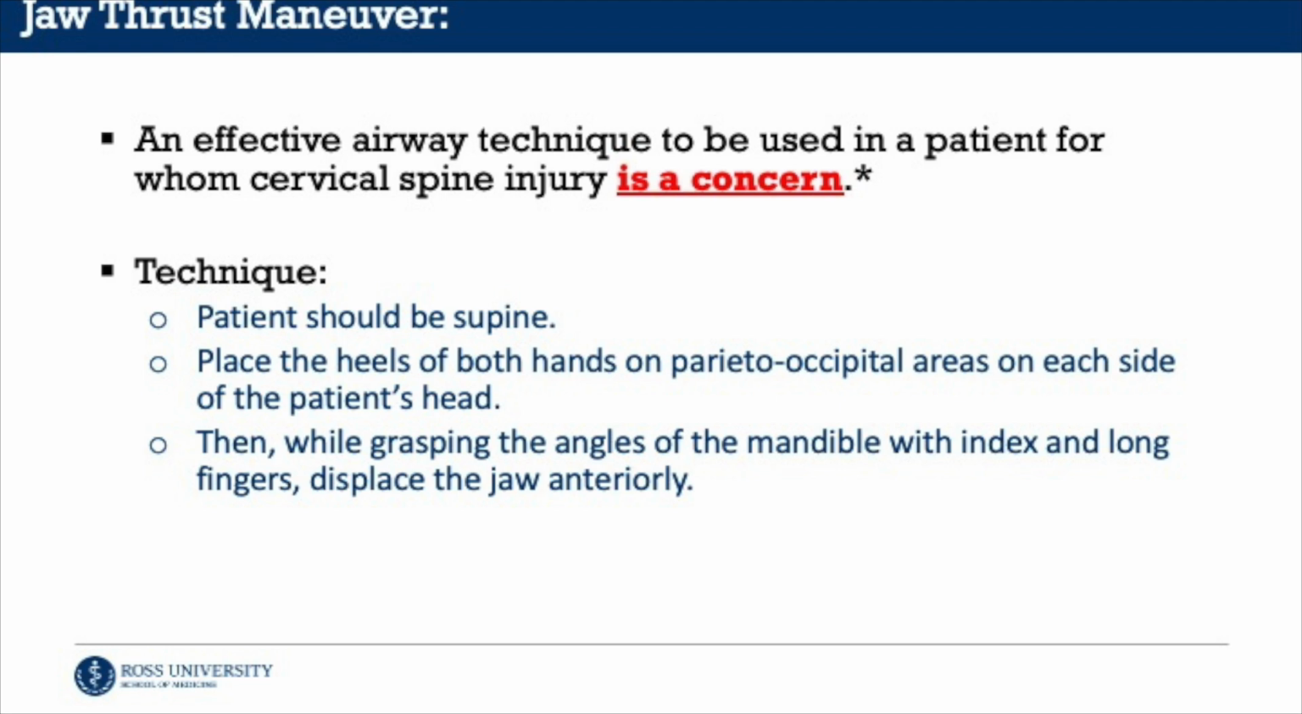Place the heels of both hands on the parieto-occipital areas of each side of the patient's head. Then, while grasping the angles of the mandible with the index and long fingers, displace the jaw anteriorly. This maneuver moves the tongue anteriorly with the mandible, minimizing the tongue's ability to obstruct the airway.